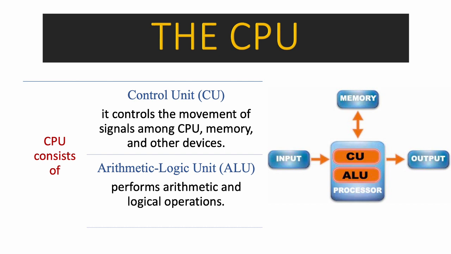Another part of the computer is the central processing unit, or CPU, often referred to as the brain of the computer. It performs calculations, executes instructions, and controls other hardware components. The CPU consists of two primary parts: the control unit, CU, and the arithmetic logic unit, ALU. The CU manages data flow, while the ALU performs mathematical and logical operations.